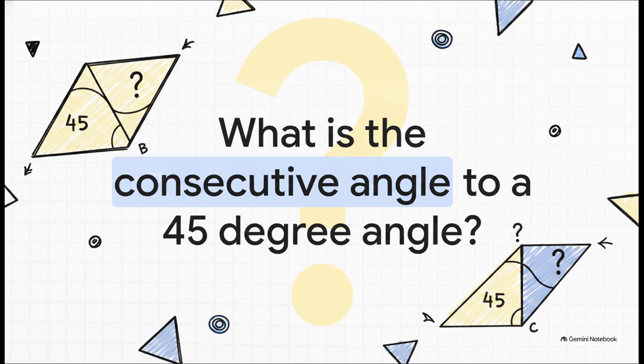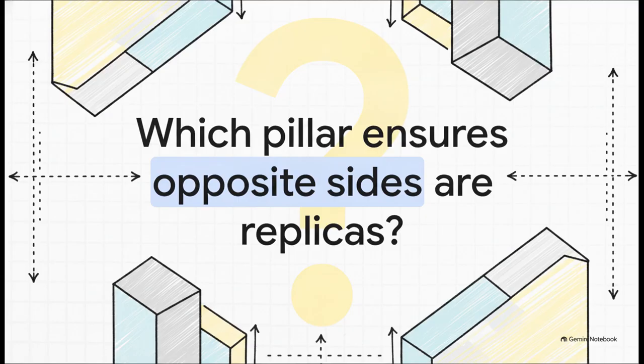Ready? Okay, question 1. Think back to those internal corners. If one angle of a baseline parallelogram is 45 degrees, what is the exact measure of the consecutive angle directly next to it along the same edge? Hint, keep pillar 4 in mind for this one. Moving to question 2. Earlier, we talked about how top and bottom and left and right relate to each other. So, which specific structural pillar ensures that opposite sides act as perfect replicas of one another across that spatial divide? Try to think about the dimensions here.